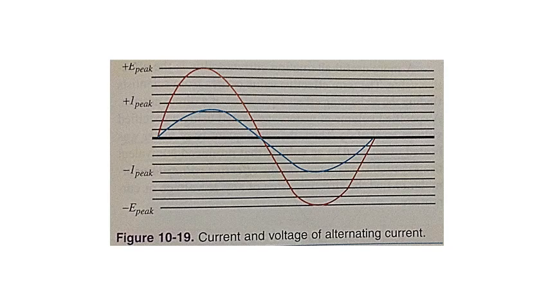It shows the flow of current in the direction of the flow. Above the 0 line, current is flowing in one direction. Below the 0 line, the current is flowing in the opposite direction. The graph in figure 10-19 represents instantaneous current and voltage at any point in the cycle.